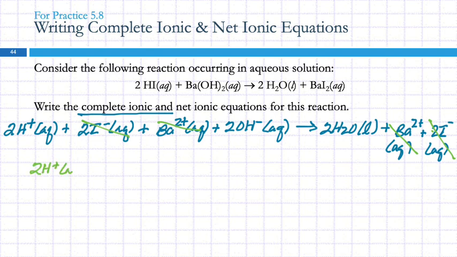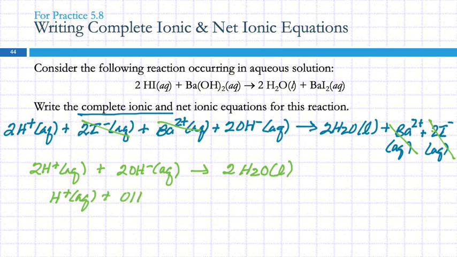We're going to end up with 2 hydrogen ions plus 2 hydroxide ions. It's going to make 2 water molecules. That would be the net ionic equation. This happens sometimes. Notice that all these coefficients are 2. A balanced chemical equation should have the lowest whole number ratio of coefficients, and so we should write this as H+ plus hydroxide to make water.